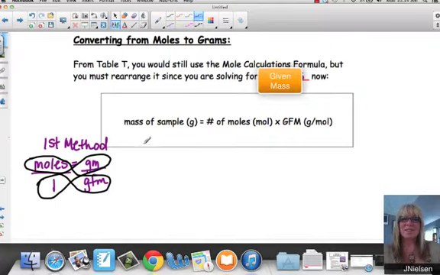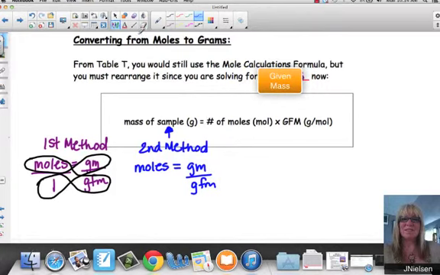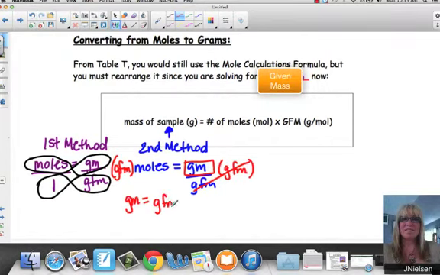In the second method, you can rearrange the formula, which is what they did here above. The original formula is moles equals given mass over GFM, but I want to solve for given mass. So remember, we do the reverse order of operations. If this was divided by GFM, we multiply both sides of the equation by GFM. These now cancel, and what you're left with is given mass equals GFM times moles, which is what they have here. That's rearranging the formula to solve for a different unknown.